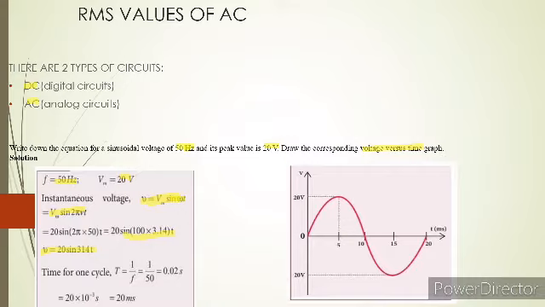Next we calculate the time for one cycle, because they didn't mention how many cycles, so we commonly take it as one cycle. For one cycle we use the formula T equals 1 by f, that is 1 by 50, which is equal to 0.02 seconds. 0.02 seconds we can write as 20 milliseconds.